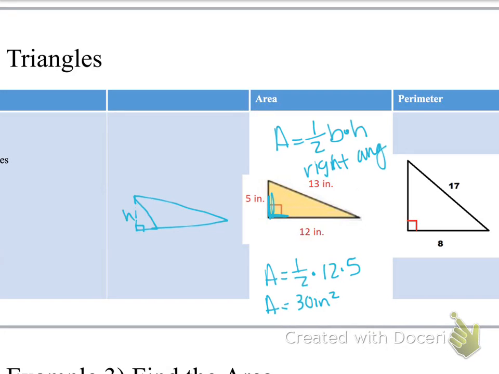Okay, this one here, it looks like I need to do Pythagorean theorem to find its outside piece. So I have C, so I'm really going to be doing the square root of 17 squared minus 8 squared to get that last piece. Okay, so I'm getting 15. So then I just add them, because perimeter we add up the side, so 15 plus 17 plus 8. I am getting 40 units.